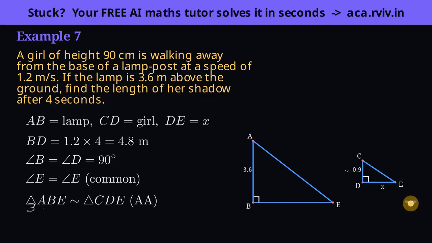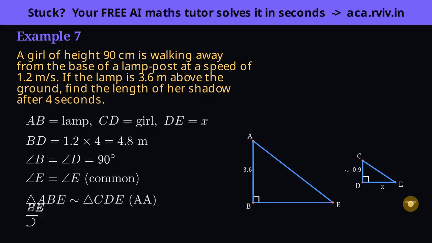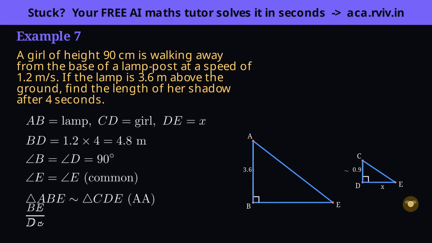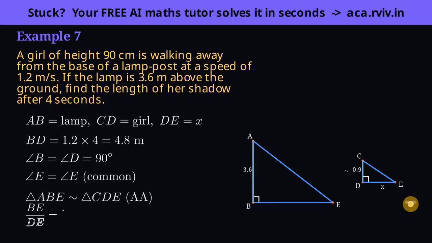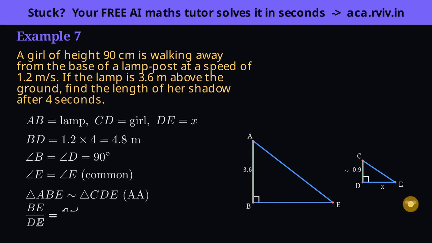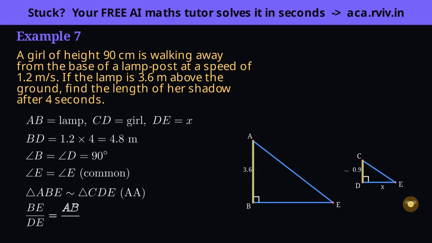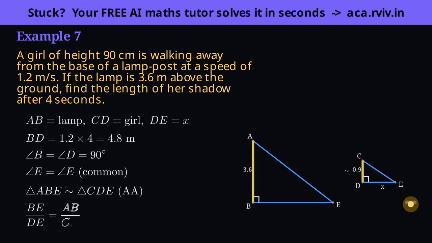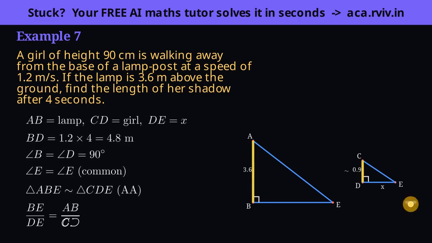Similarity says matching sides are in the same ratio, so pair them by role, base to base, height to height. BE, the big base, over DE, the small base, equals AB, the big height, over CD, the small height. Getting the pairing right here is what keeps the equation correct.